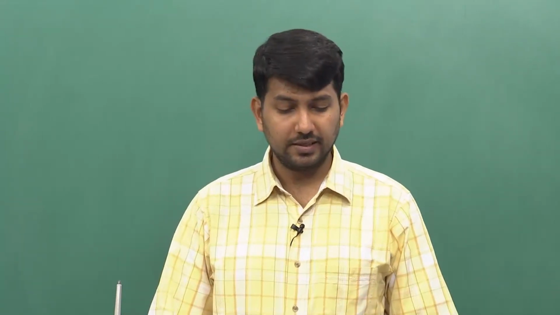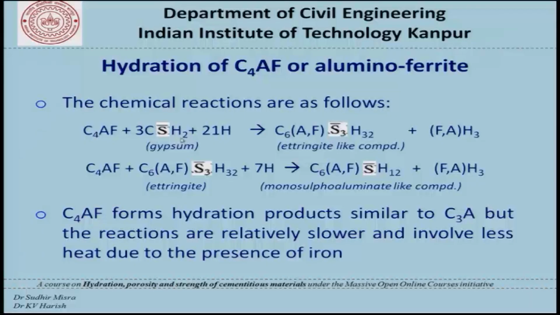Now coming to the second set of hydration reactions, where tetracalcium aluminoferrite reacts with gypsum in the presence of water to form this compound, and if you carefully look into the compound, you see that instead of A, which you find in aluminates, you find AF. So this compound is similar to ettringite, except that instead of A you have AF, and you also have some aluminate ferrite hydrates. And likewise, when tetracalcium aluminoferrite reacts with ettringite in the presence of water, you get monosulfoaluminates, except that instead of A you have AF and you have iron aluminate hydrate.